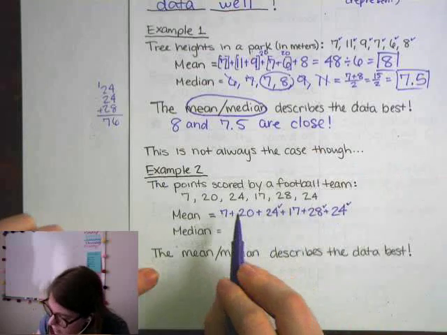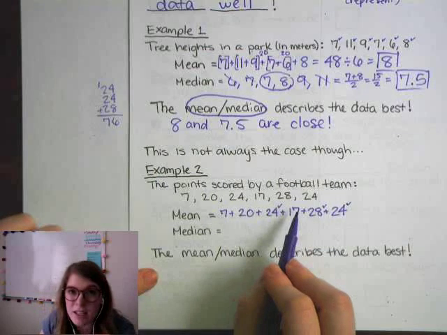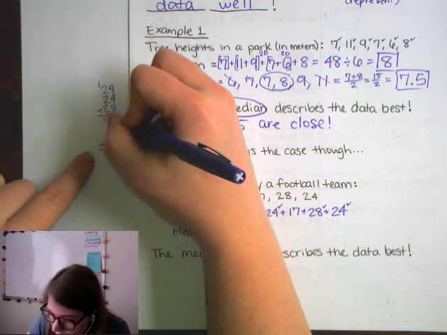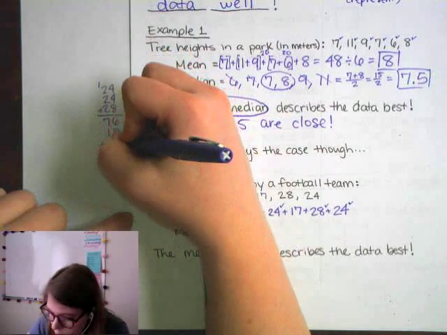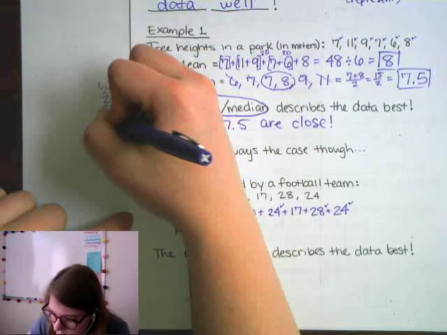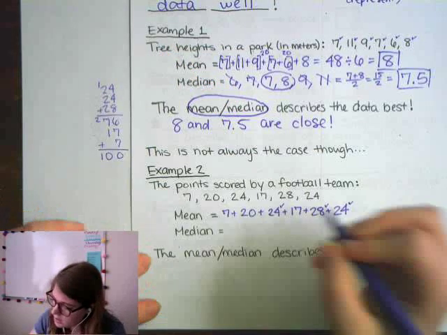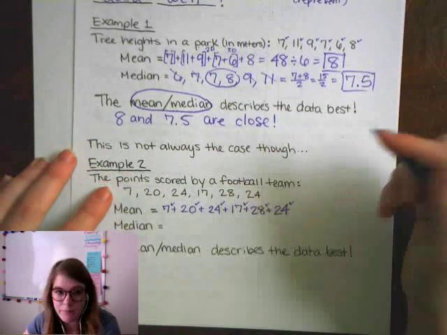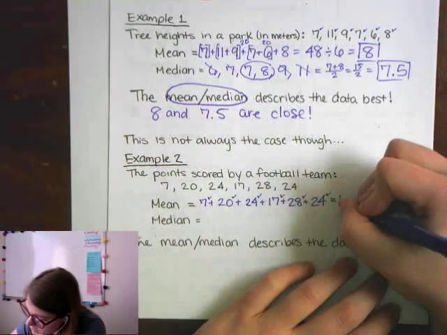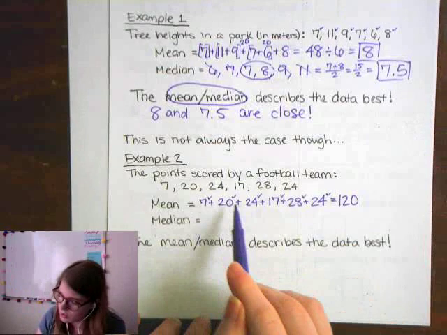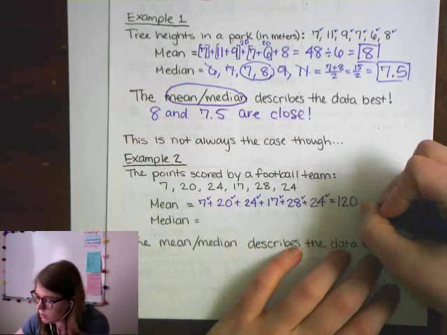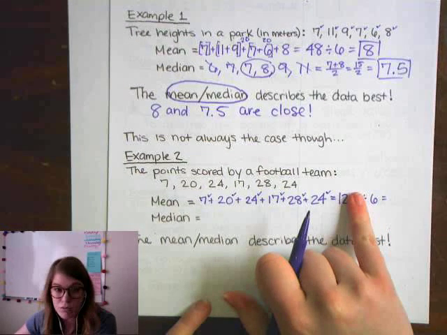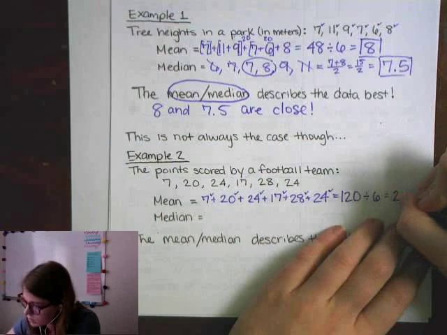Okay. I've noticed 7 and 17. That's going to give me something that ends in a 4. So I'm going to add those here because then I'll have a nice clean 0 number. So 14 plus 6 is going to be 20. 7, 8, 9, 10. And then all we have left is 20. So we know 100 plus 20 is 120. And we've got 1, 2, 3, 4, 5, 6 values. So 120 divided by 6. We know that 12 divided by 6 is 2. So 120 divided by 6 is going to be 20.